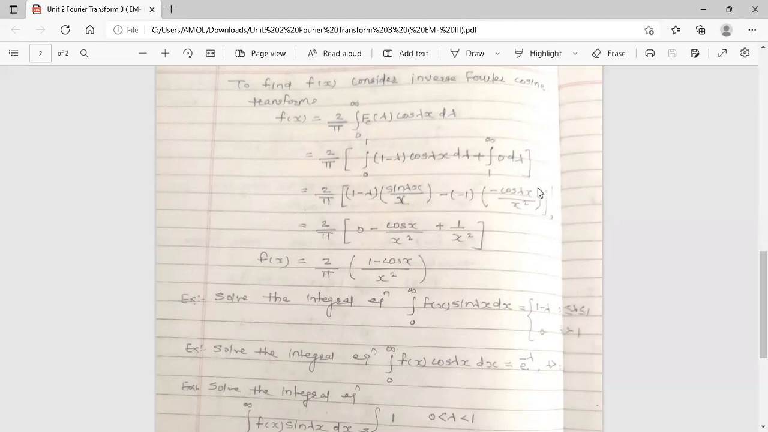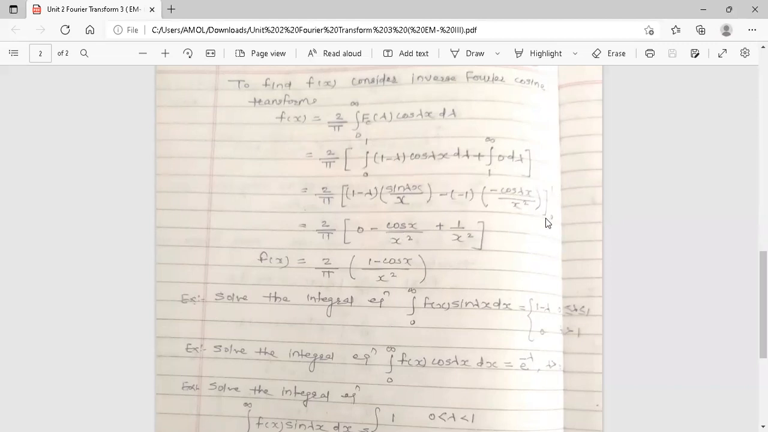Now the variable is here lambda, so you put lambda is equal to 1, upper limit, so 2 upon pi as it is. Now lambda is equal to 1 means 1 minus 1 is 0, and 0 into this term is 0, first term 0. Minus minus plus, again the minus sign is there, so give minus sign here, cos x, because lambda is 1, cos x upon x square.